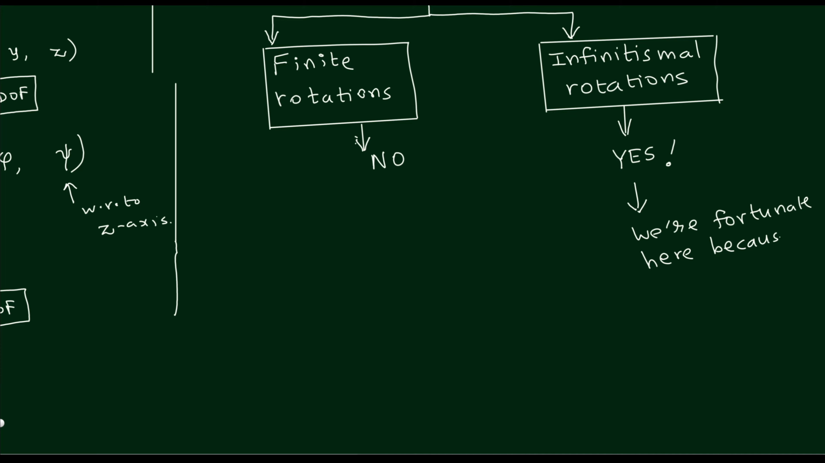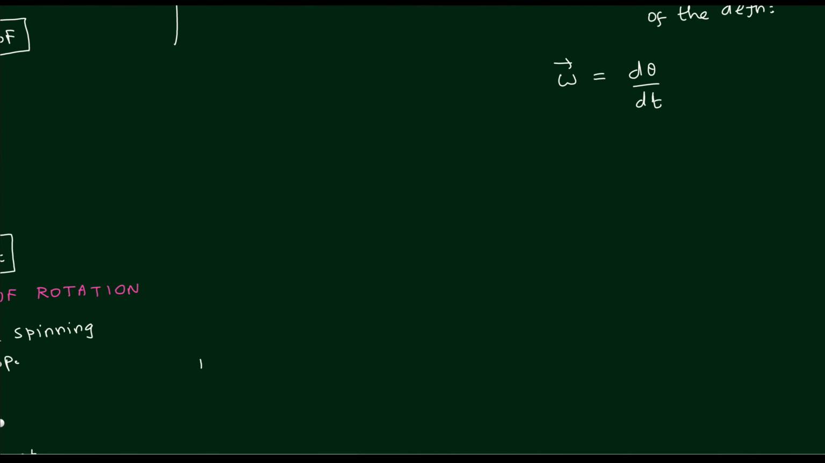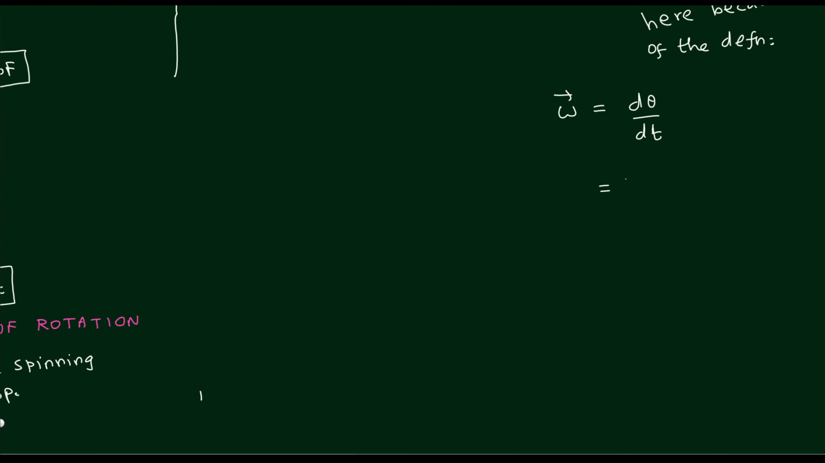So we are fortunate enough in this particular case, because we are going to have the definition for the angular velocity omega, which is defined as d theta by dt. So I'll write down d theta by dt. And how do you define mathematically d theta by dt? Elementary calculus: in the limit of delta t approaching 0, delta theta by delta t. That is how you define it. This is the definition of the angular velocity.